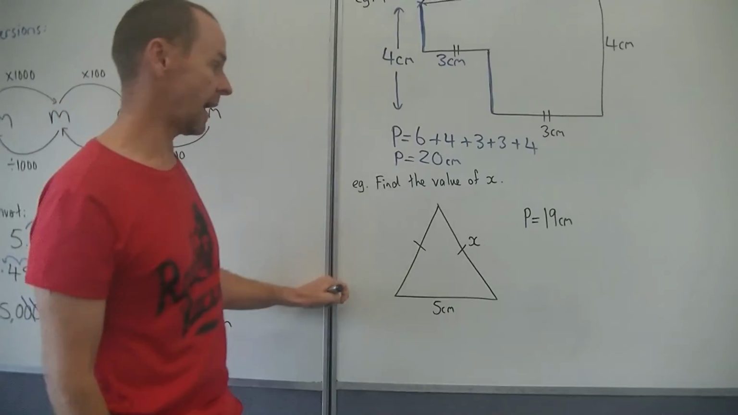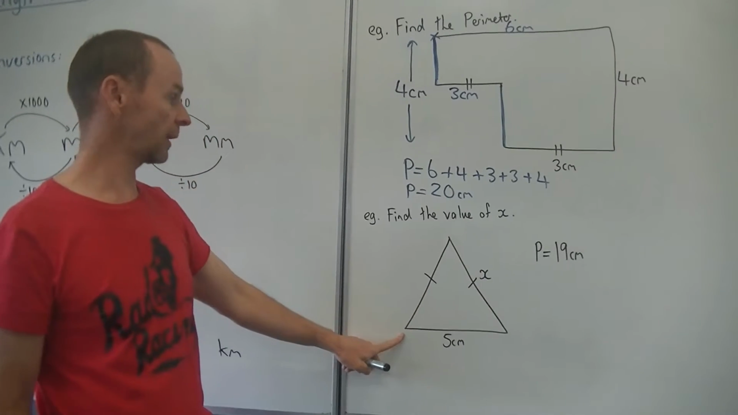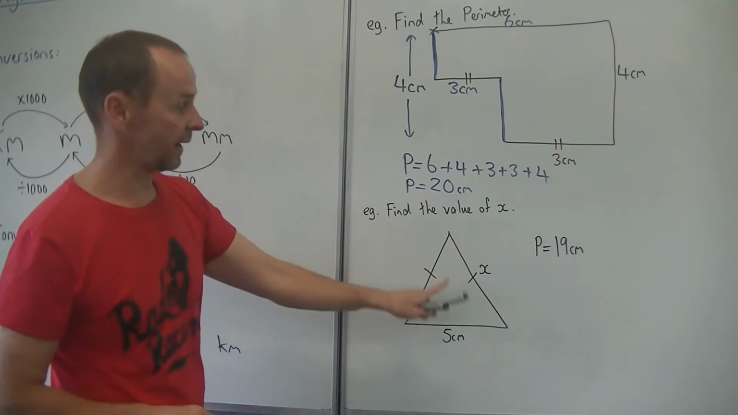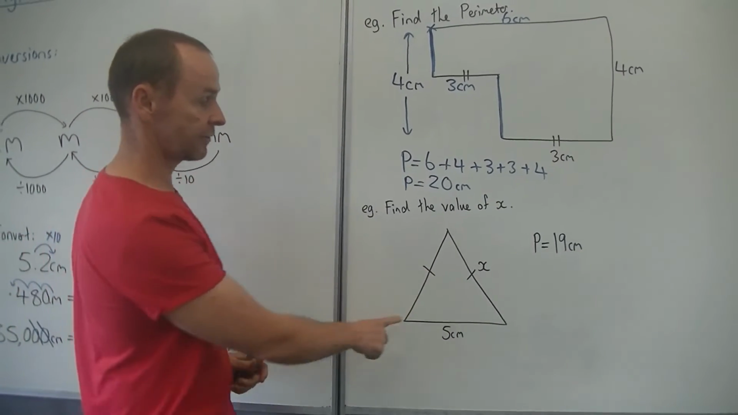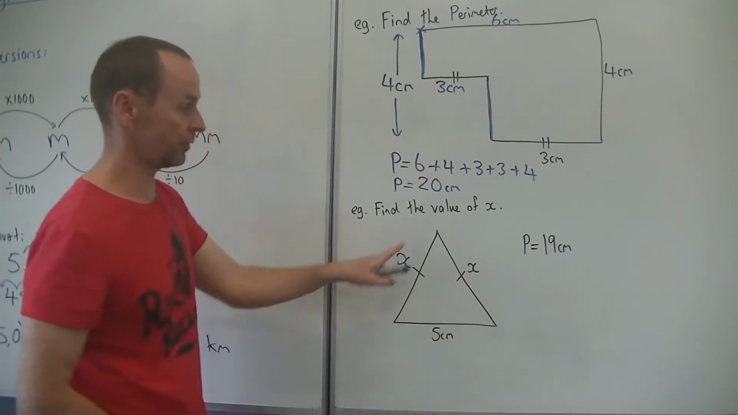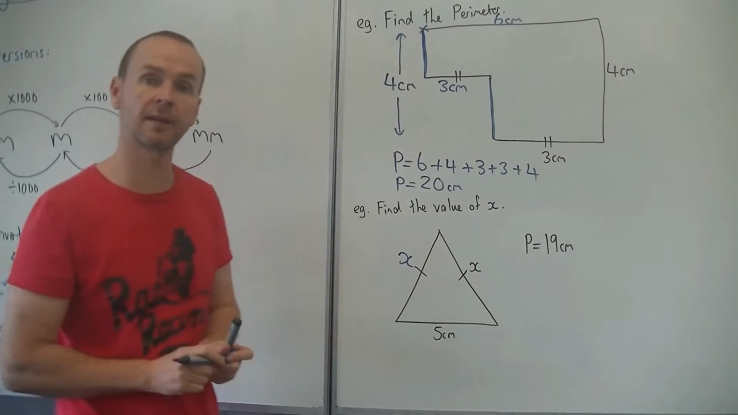Now the next one. Perimeter's pretty easy, it's just adding up all the side lengths. But that's too easy if I gave you the three side lengths of a triangle. This time we're working backwards. It says find the value of x, find that side length. It's an isosceles triangle because we know that side is x and therefore this one is also x. That one's 5. And we're given the perimeter, which is 19 centimetres.